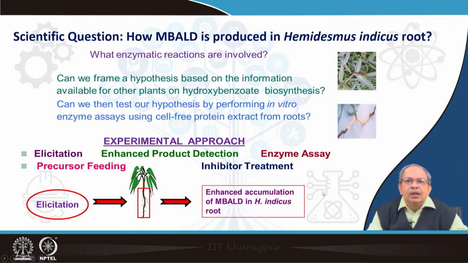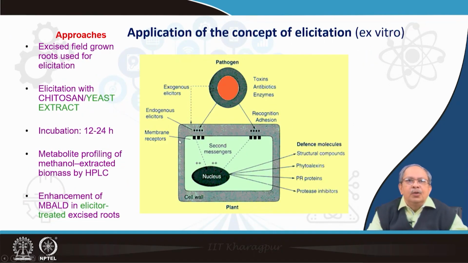So, that means this ex vitro elicitation of Hemidesmus indicus root, excised root, was very successful. The approach was that excised field roots were used for elicitation, and then they were treated with either chitosan or yeast extract, and it was incubated for 12 to 24 hours. After incubation the metabolites were analyzed by HPLC, and compared with the control to see if there is enhancement or not.